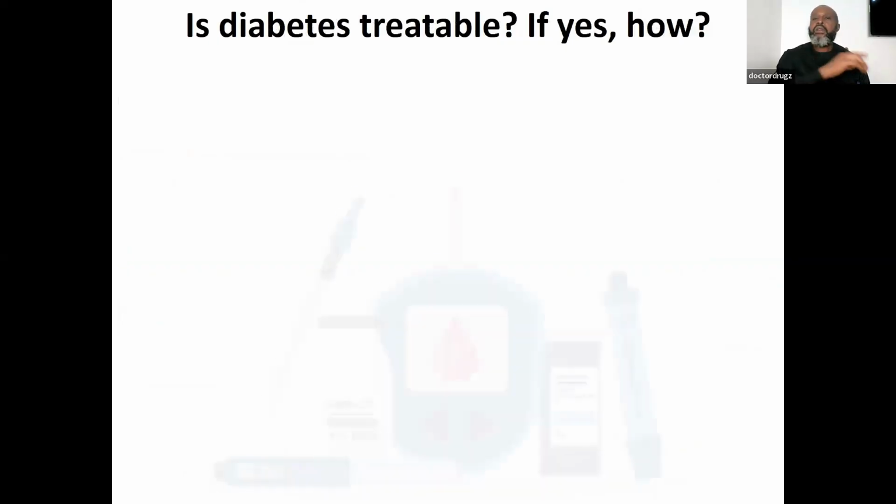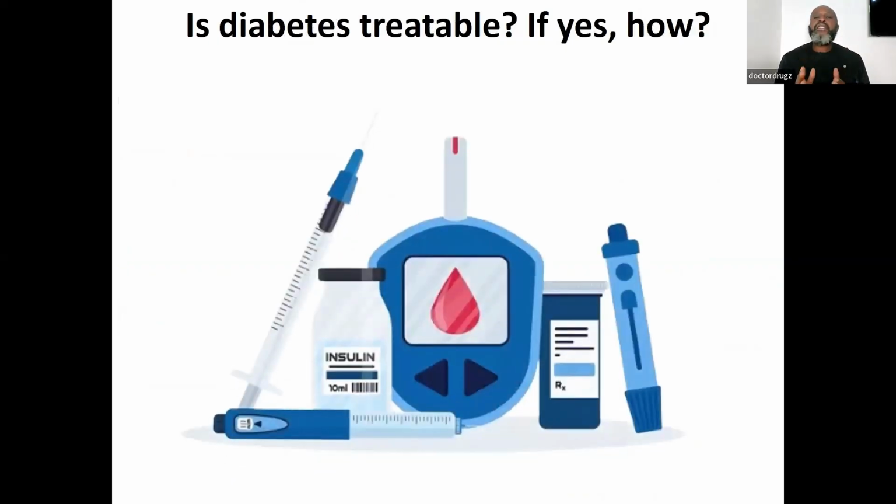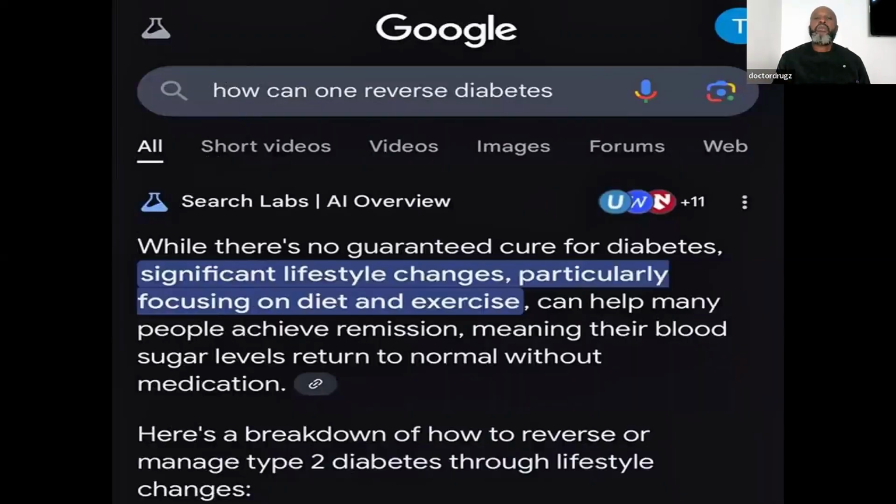So, ladies and gentlemen, we have landed. Is diabetes treatable? If yes, how? At this point in time, let's go to our Universal University, Google, and let's see what Google has to say. So, I asked Google, how can one reverse diabetes?